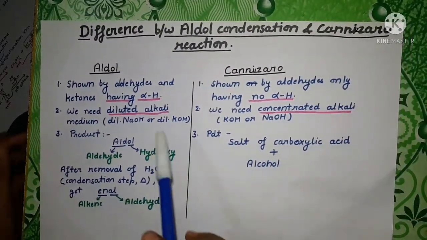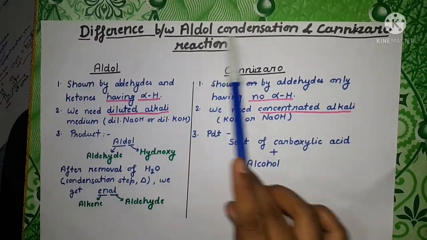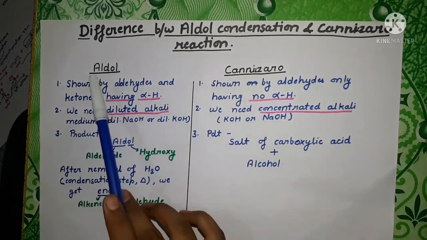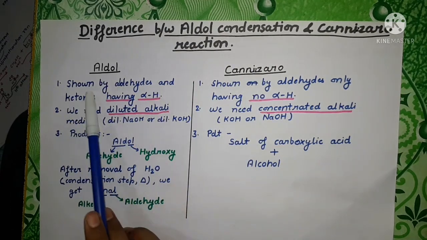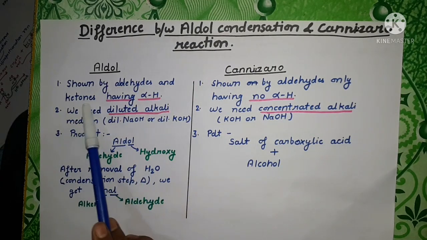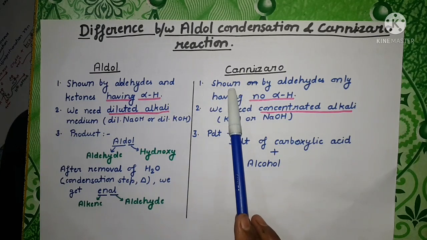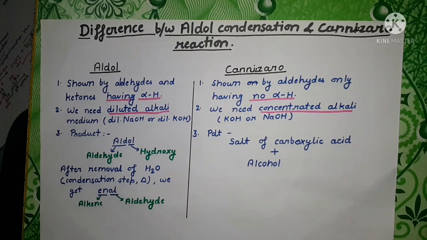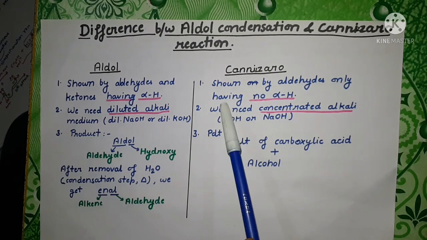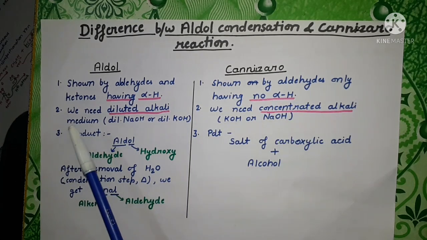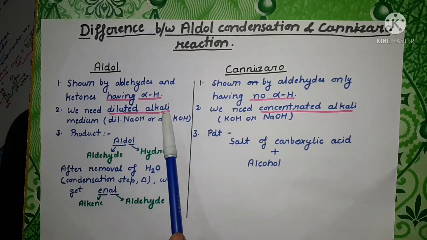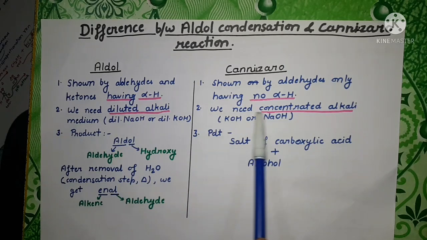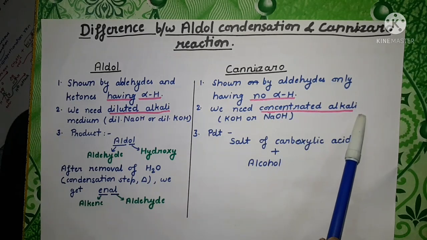And finally, just recall what is the difference between aldol condensation and Cannizzaro reaction. Aldol condensation is shown by the aldehydes and ketones having alpha hydrogen, but the Cannizzaro reaction is shown by aldehydes only. The points to be remembered: having alpha hydrogen, we need diluted alkali medium, and in this case we need concentrated alkali medium.